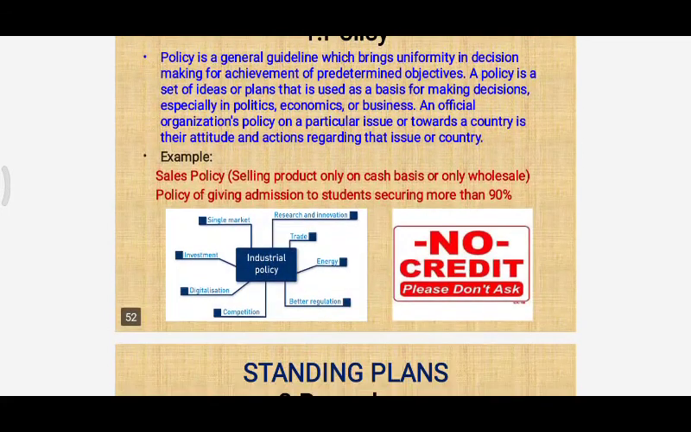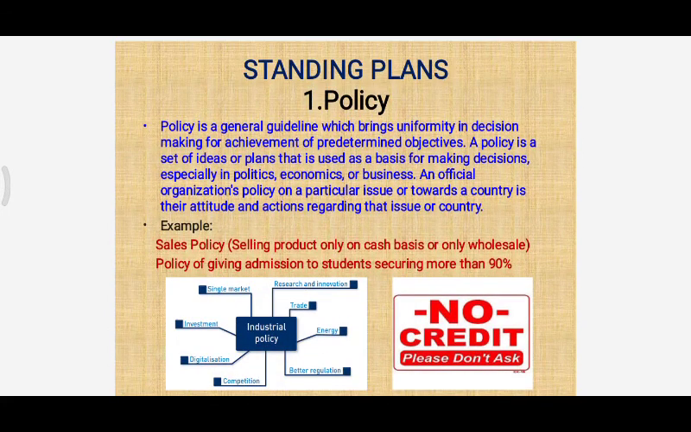Then we take the third type of plan, which comes under the standing use plans category. It is policy. So let's understand what a policy is. Policies are the general guidelines for action. These are the guidelines which bring uniformity in decisions in order to achieve predetermined objectives.